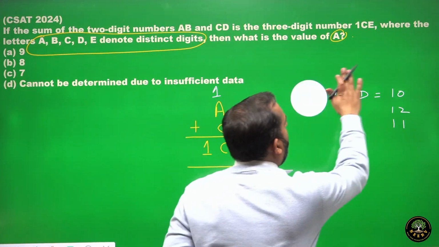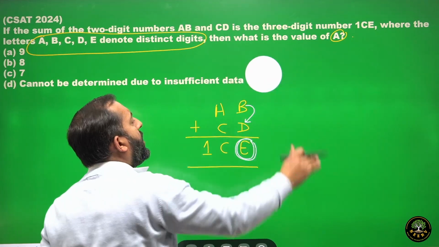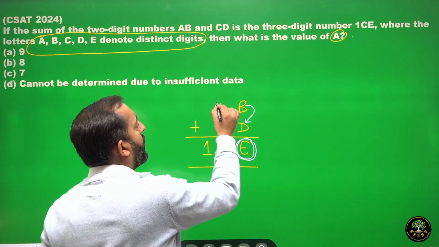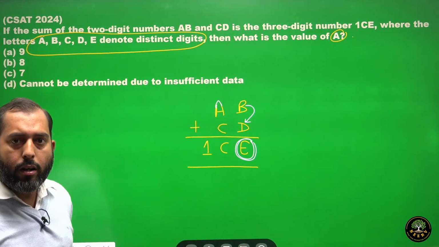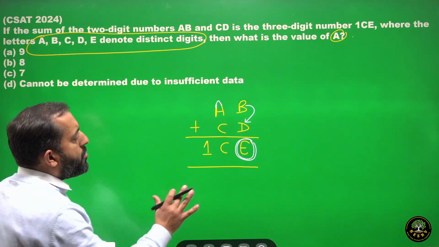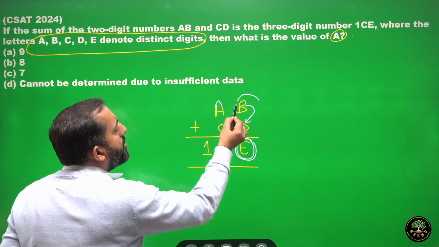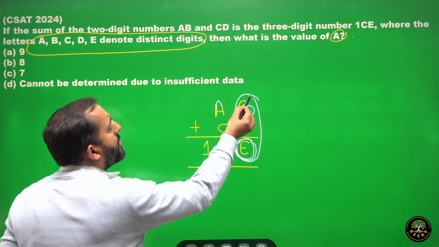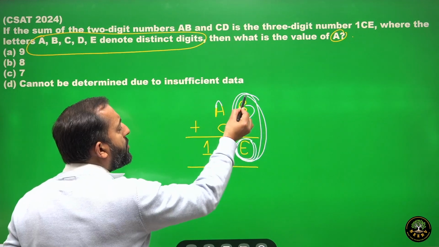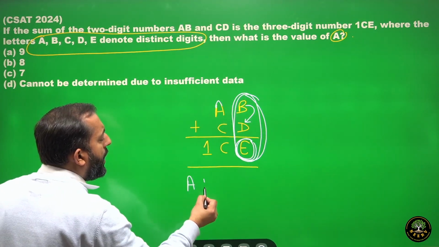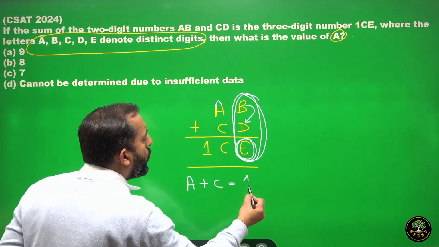Okay. Now, there are multiple ways of handling this question. Suppose there is no carry from this step, then definitely A plus C should be equal to 1C.